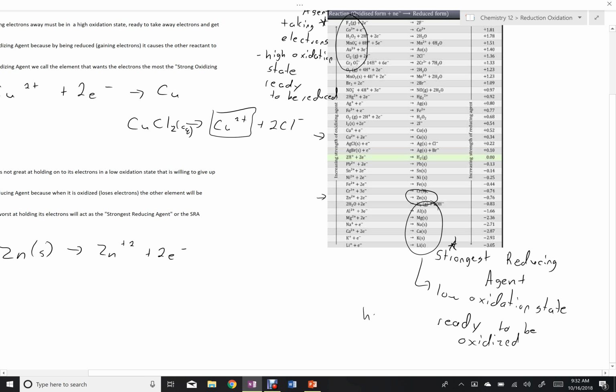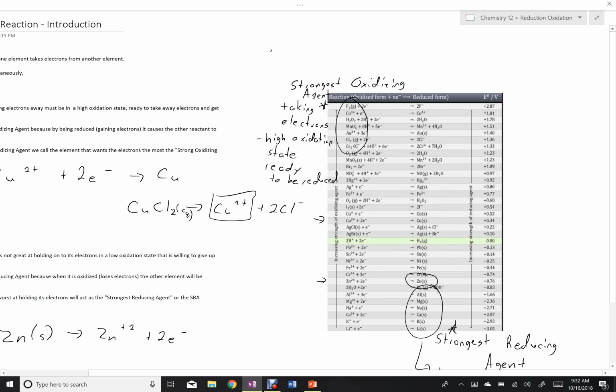So these guys have electrons and don't hold them well. That's what's going on down here. And these guys don't have electrons and are ready to take them. And they're strong at doing that.